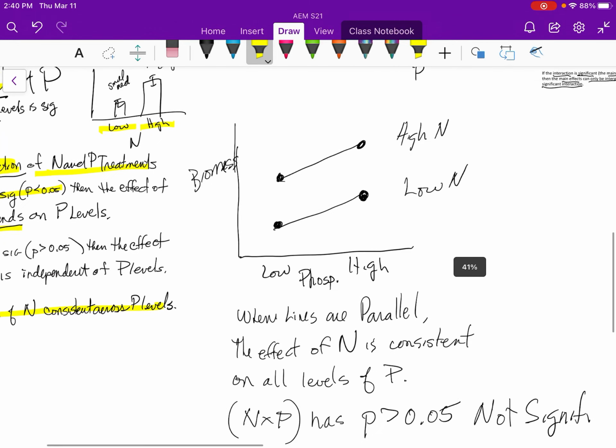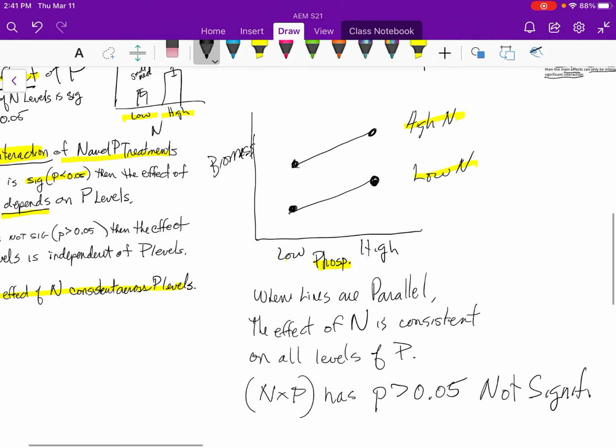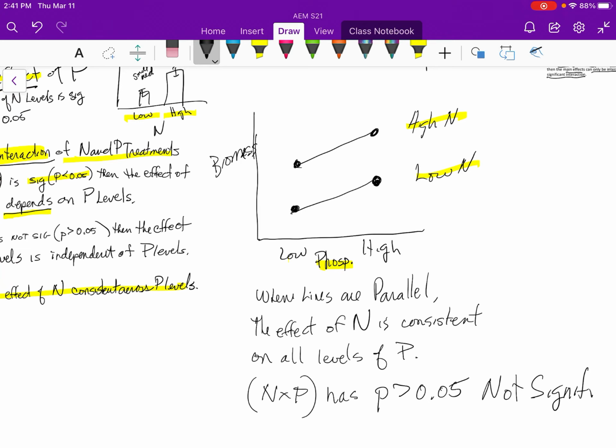To look at this, we can draw a graph. My favorite graph for this is the two lines. For each treatment, I'm going to draw a separate line for each nitrogen treatment, and I'm going to put the phosphorus on the x-axis at low and high. I'm able to put these dots in here because I know the highest value is both high phosphorus and high nitrogen. So that'll be this one up here. That's the highest value.